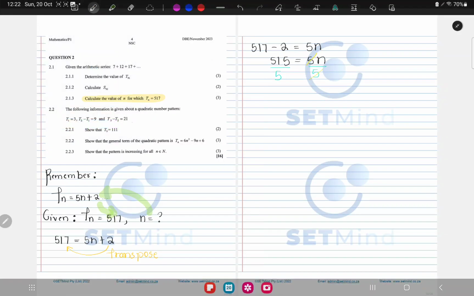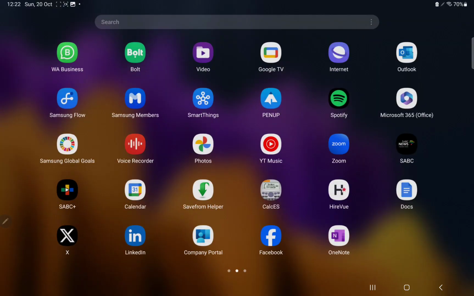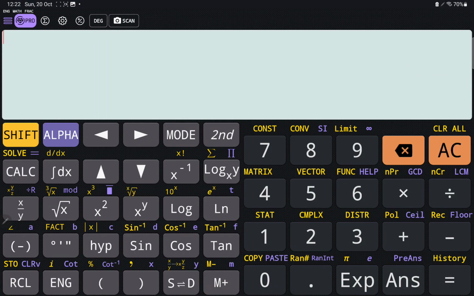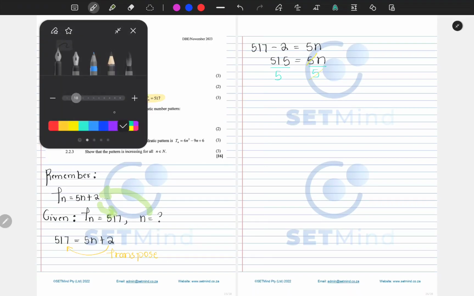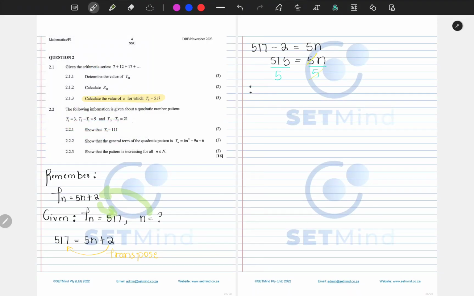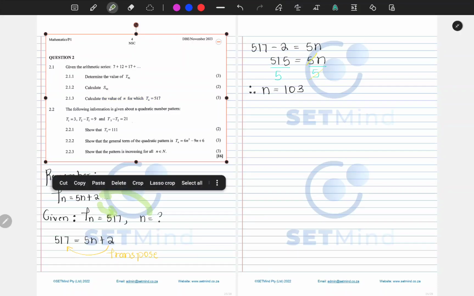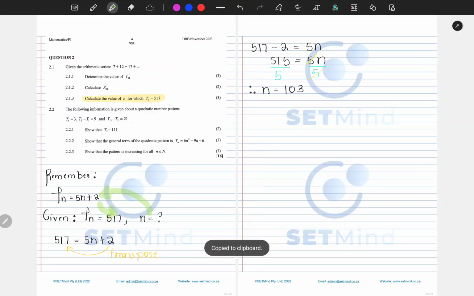So let's quickly go to our calculator and do this division. What I have is 515 divided by 5. I'm getting 103. So this means that our n is 103. Make sure that you do understand what we did here. The next question is question 2.2. So let's go and have a look at question 2.2 and what is expected.